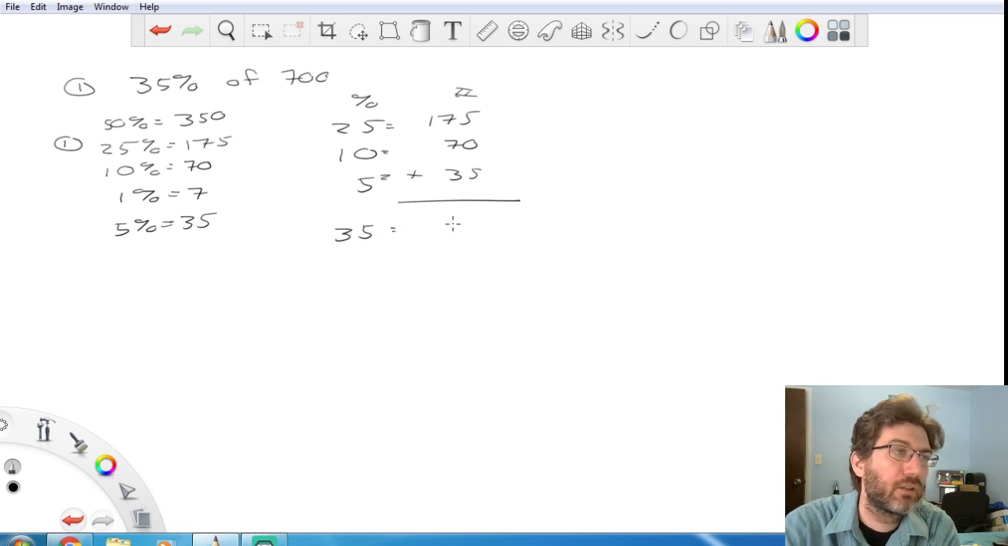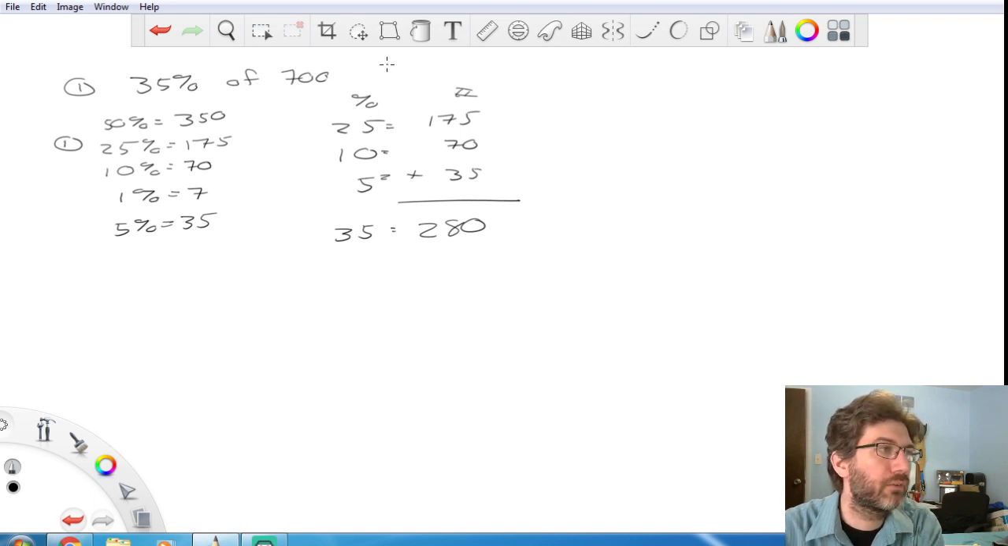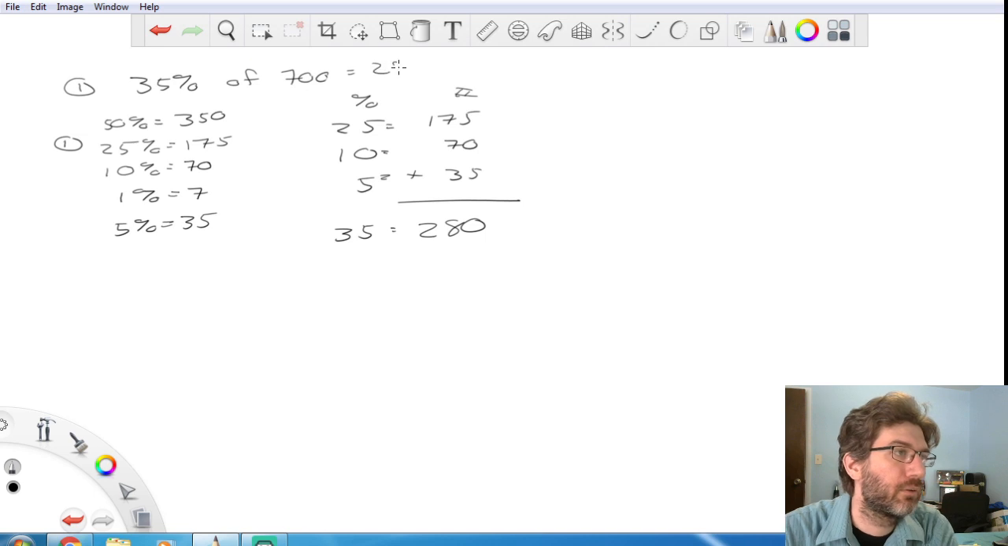And over here, 175 plus 70 plus 35 gives you 280. So 35% is 280. So your answer here would be 280, whatever this is talking about. The other way to do this, so this was, again, method 1.